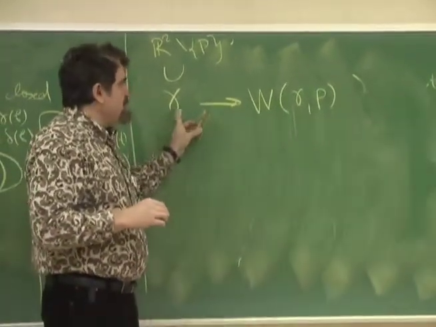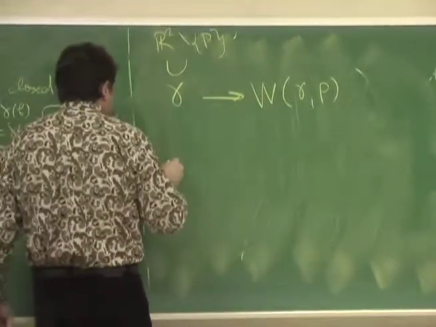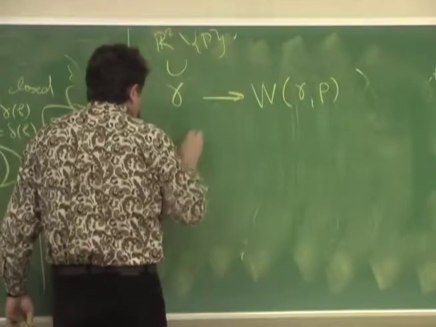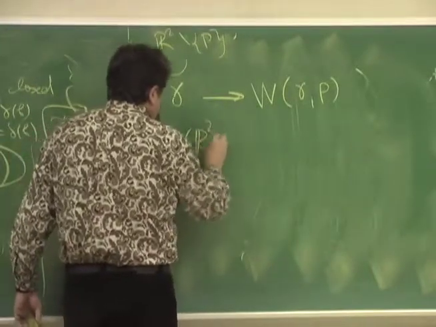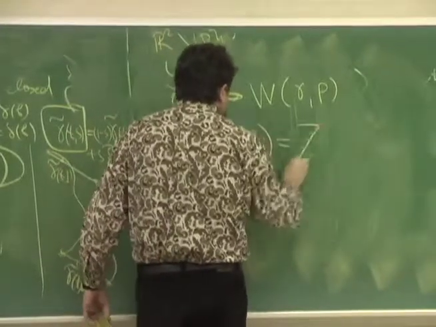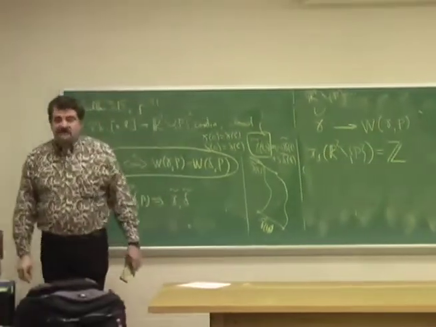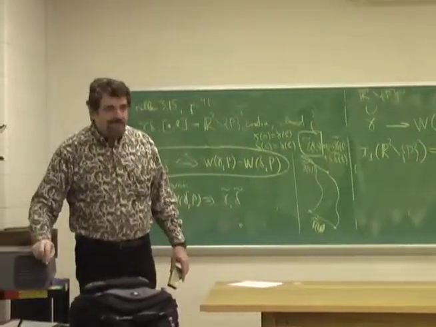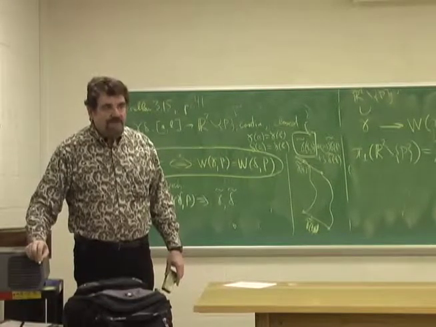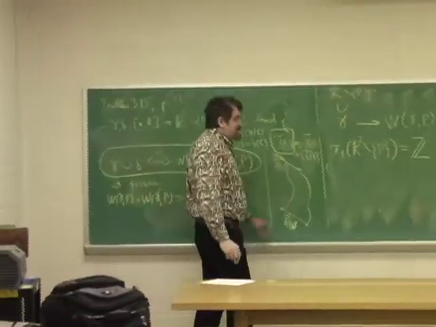And moreover, this mapping is reversible. So it is called pi 1 of R2 minus P, and it is Z. Pi 1 is called the fundamental group. The fundamental group of the plane without a point is Z. And this is the mapping.